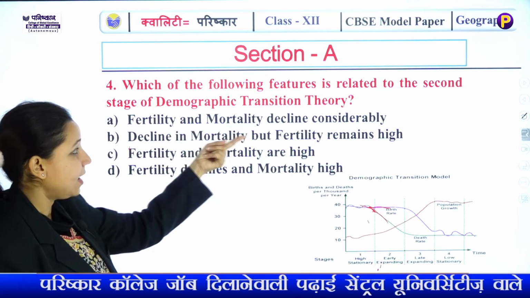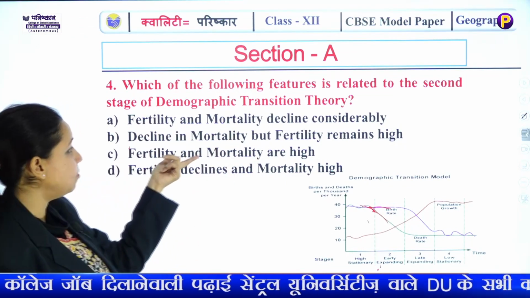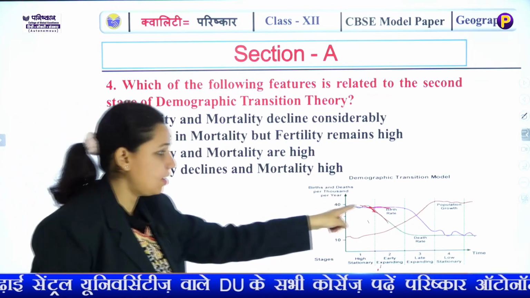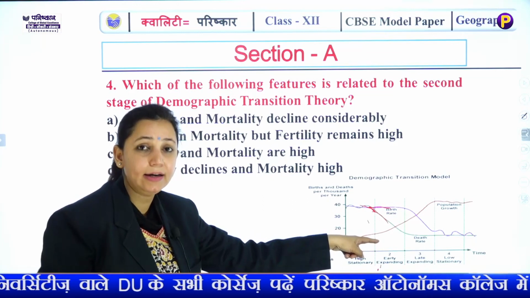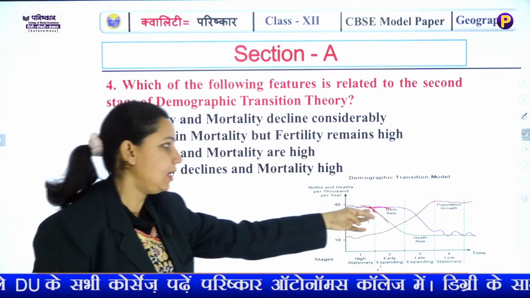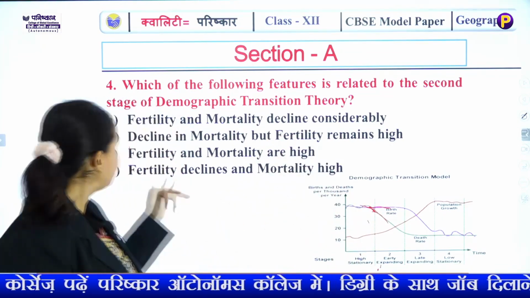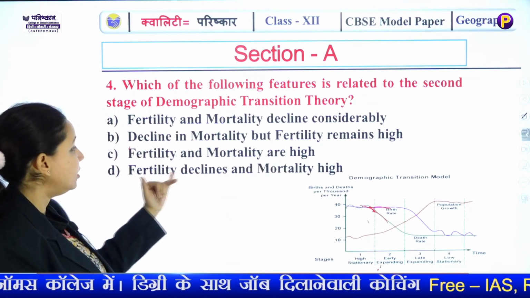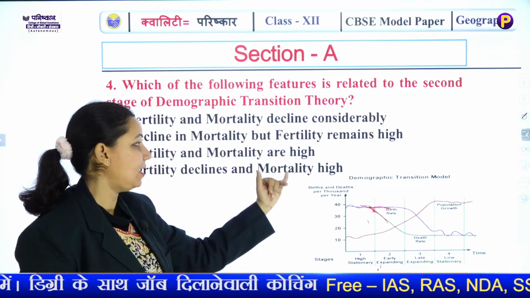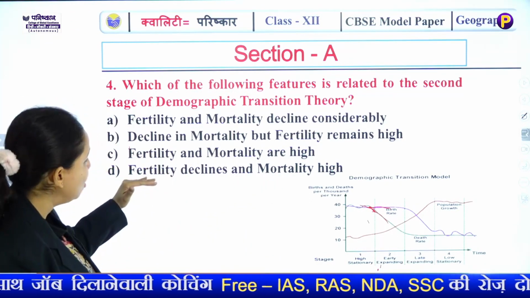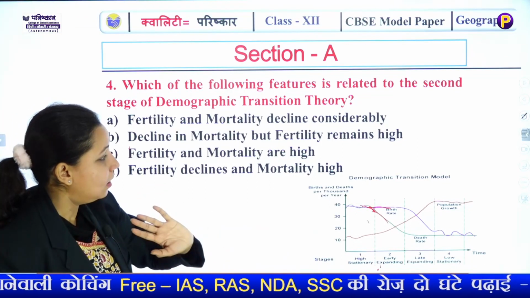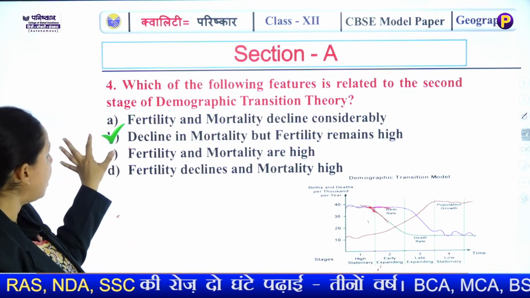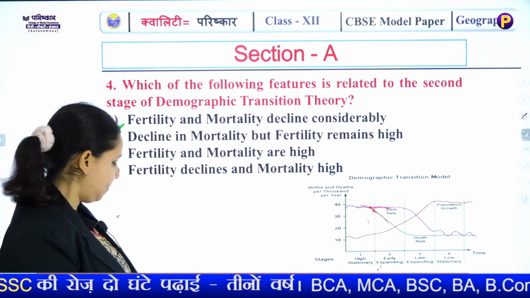Fertility and mortality declined considerably? No. Decline in mortality, but fertility remains high? Yes, there is a decline in mortality. Mortality is the death rate, and fertility is still high, the birth rate is still high. Fertility and mortality high? No, that was the first phase. Fertility declines and mortality high? No, it is also talking about the fourth stage. So our correct option is B.